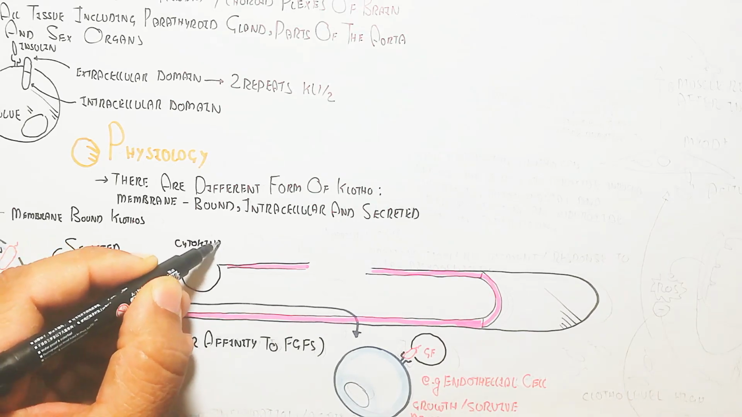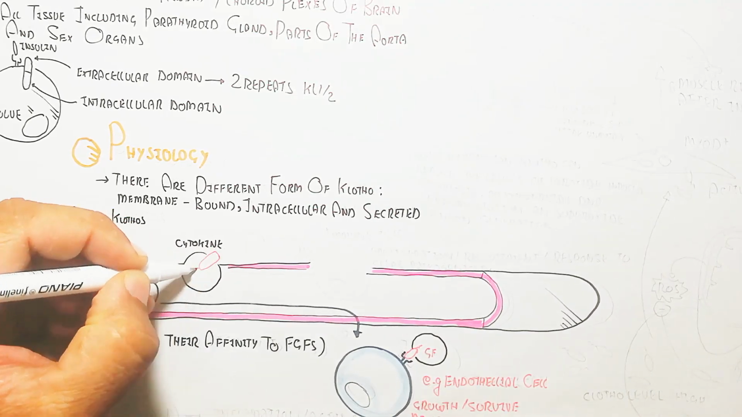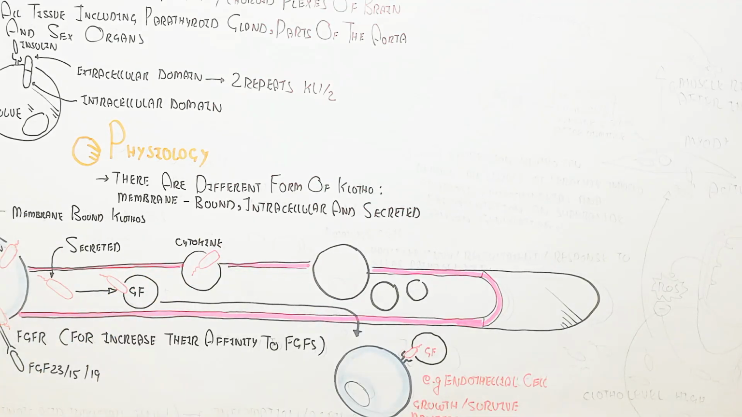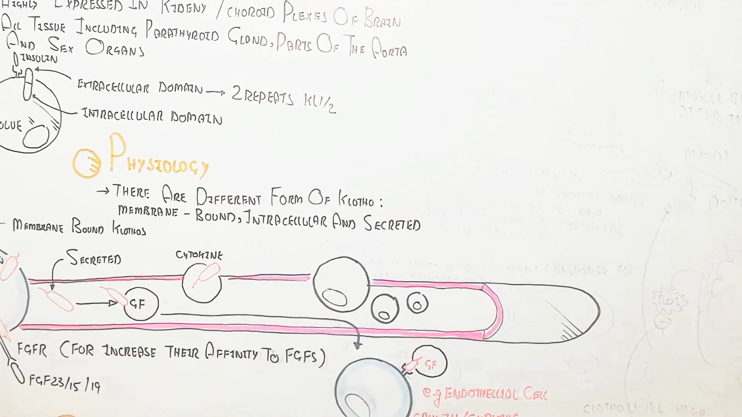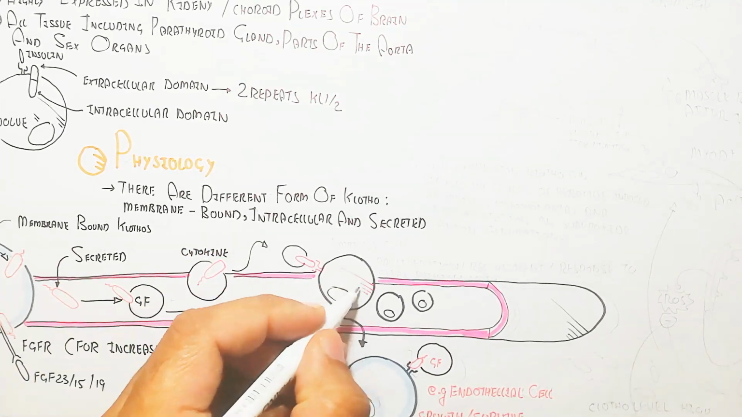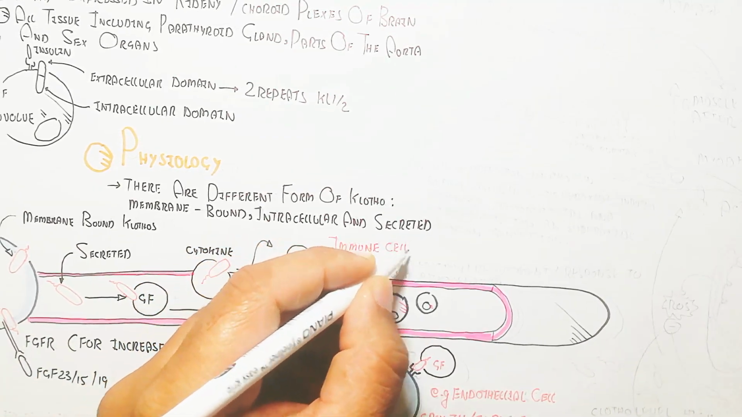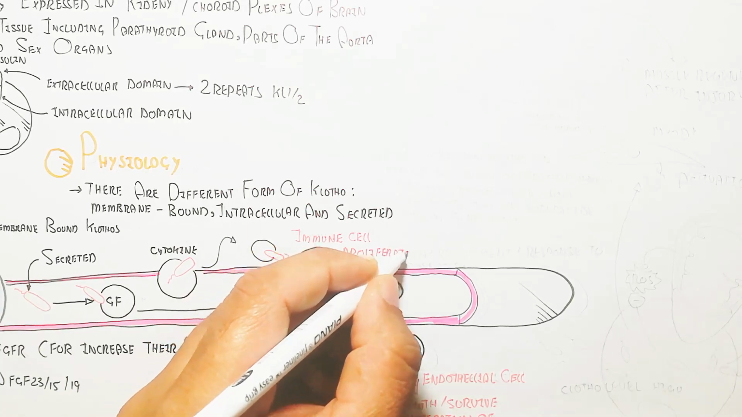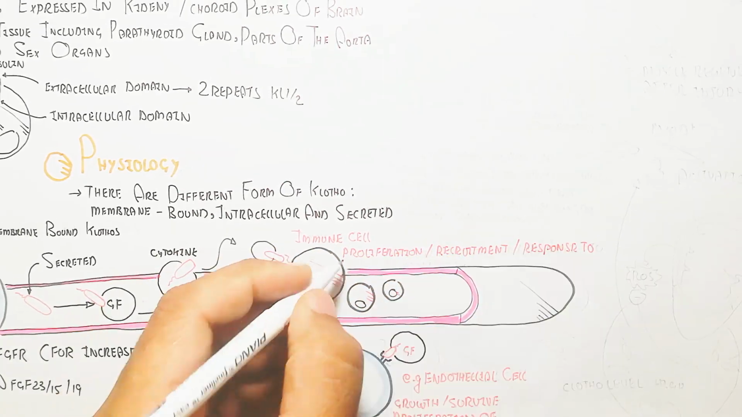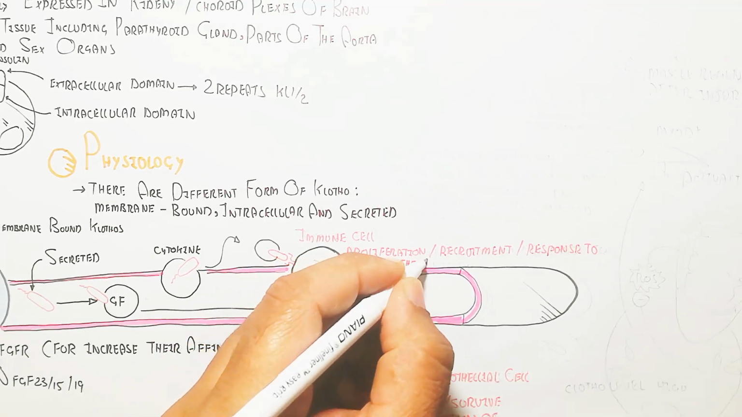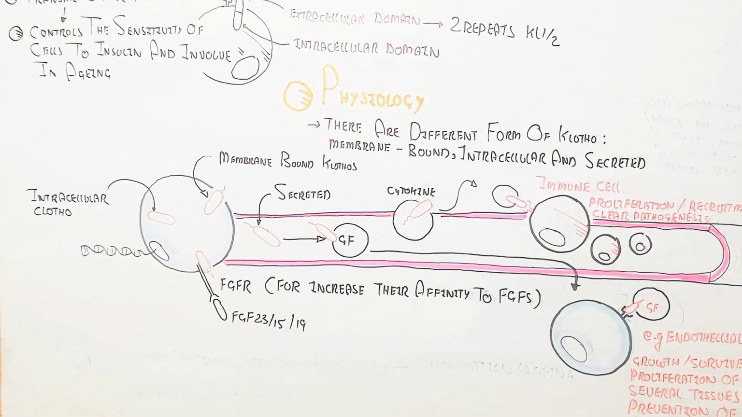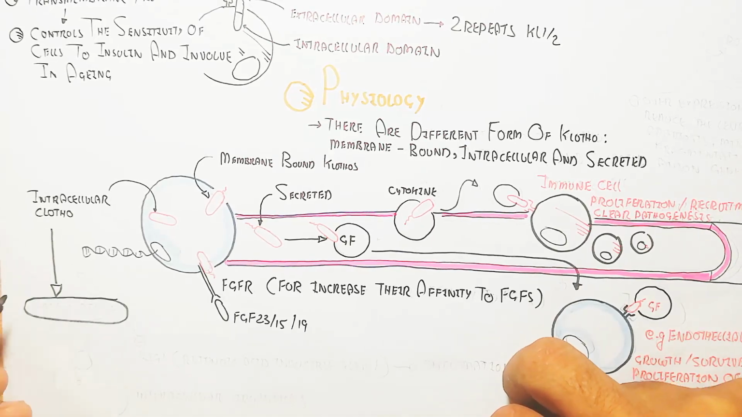On the other hand, it will also bind with cytokines, because cytokines are also growth factors, for example in immune cells, for proliferation, recruitment, and response to clear pathogens. In this way the clearing of pathogens is due to Klotho. So Klotho is an enhancer of cytokines and triggers the physiology of growth factors and cytokines.